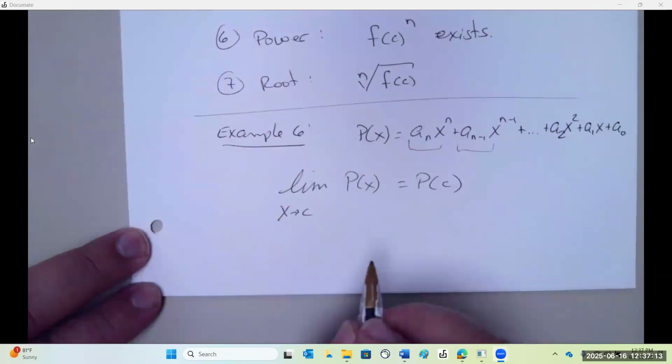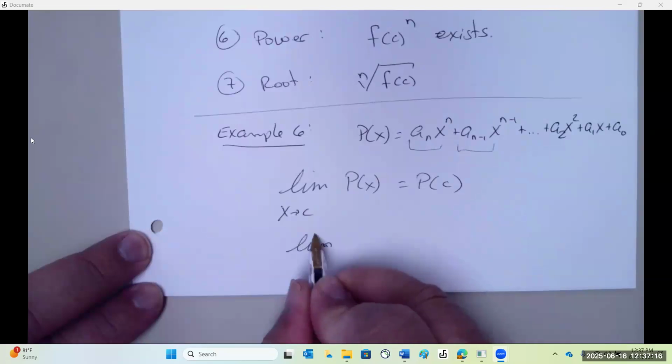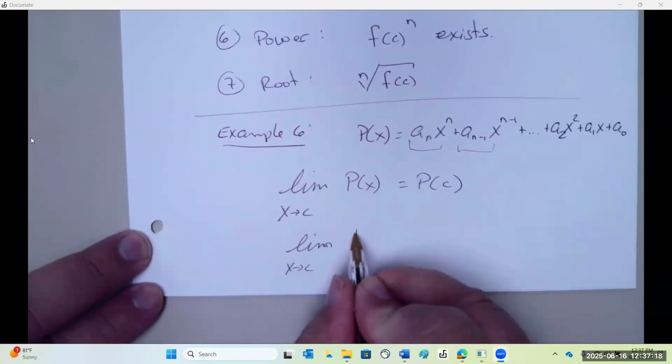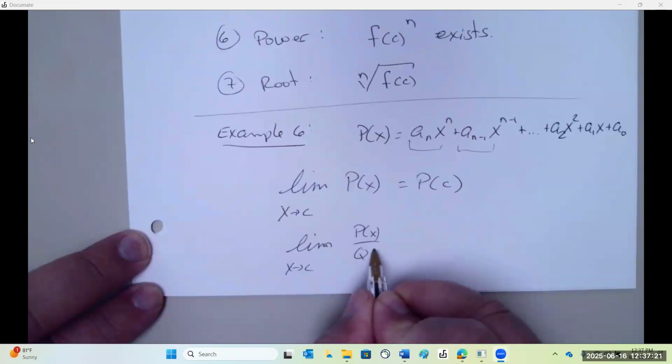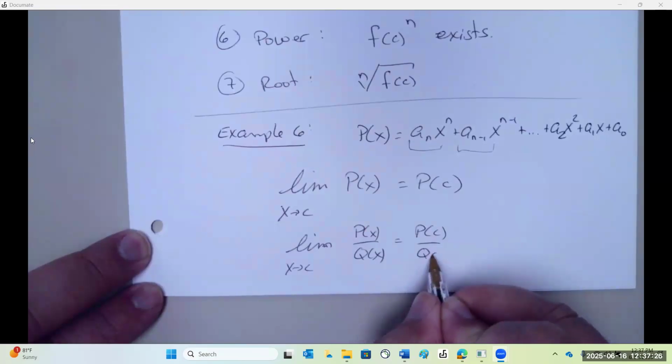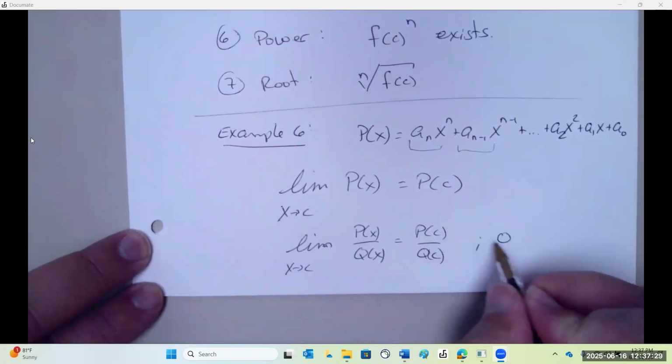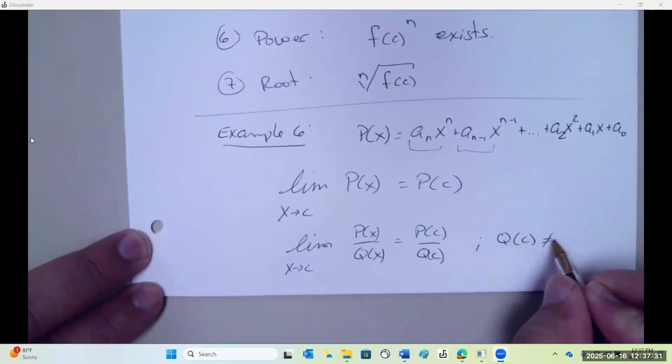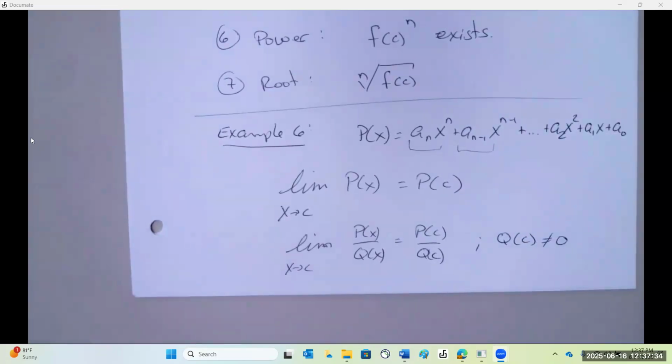It also works if we have the quotient, as long as q of c does not equal 0. So again, you see why polynomial functions exist and are continuous. The only way they wouldn't be continuous is if our exponents were negative.